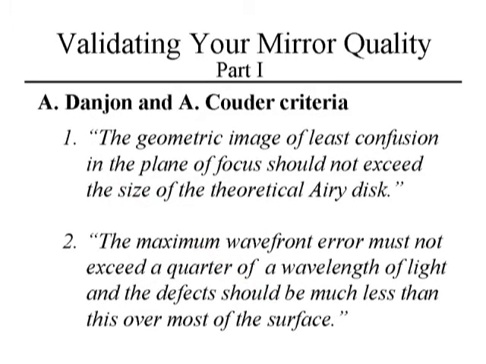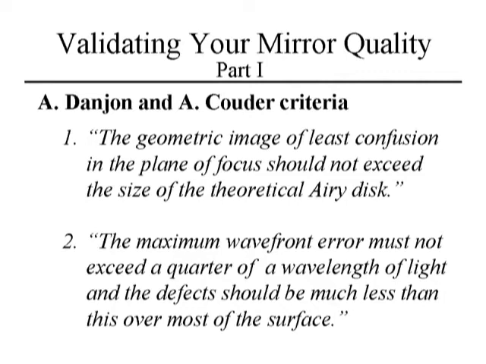The other criteria was created by André Danjon and André Couder, both French, both worked at the Observatory of Paris, and they have two elements to their criteria. The first one, or two conditions, the first condition states the geometric image of least confusion in the plane of focus should not exceed the size of the theoretical Airy disk.